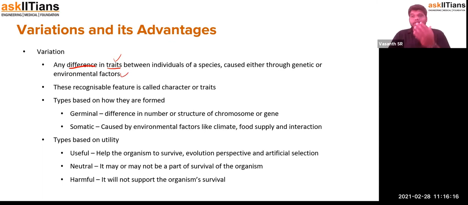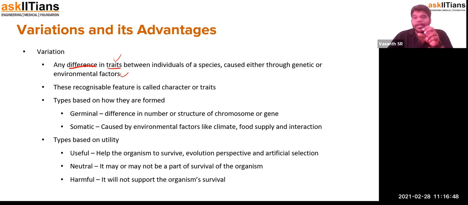Let's say, for example, the same person who lives in a tropical region will have minimal subcutaneous fat deposition. But when they migrate to a much colder place, their subcutaneous fat under the skin will be much higher in quantity. So that's a different kind of variation with respect to environmental factors. So what is a variation? That is actually what a trait is.